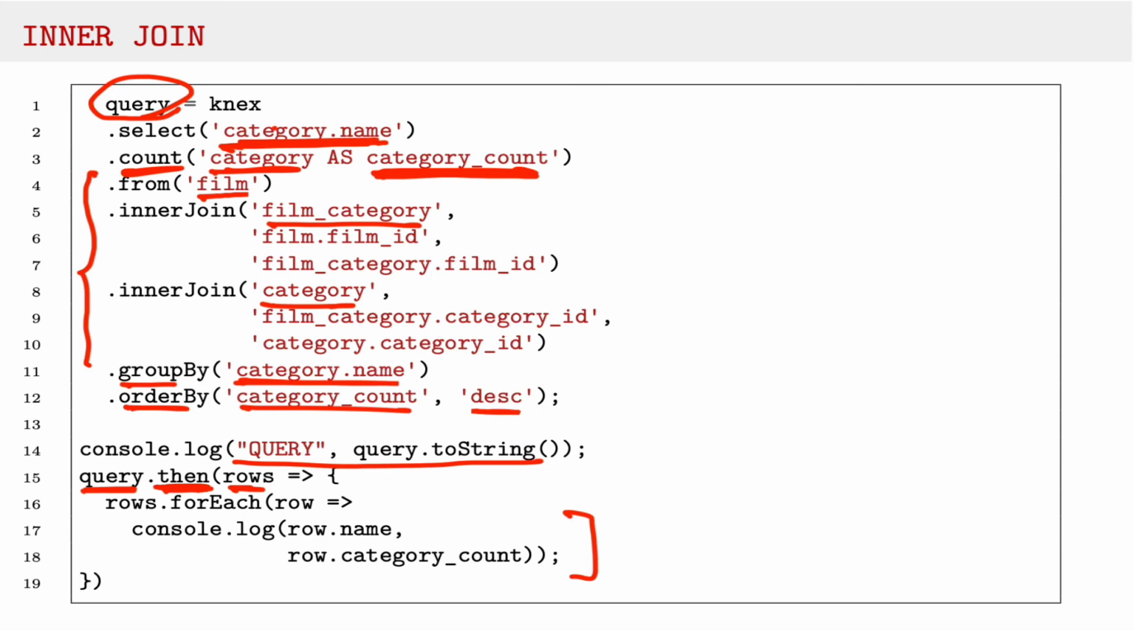Knex itself will adapt the SQL that it generates based on these function calls to create the SQL that will work on any dialect of SQL that's supported by the library.